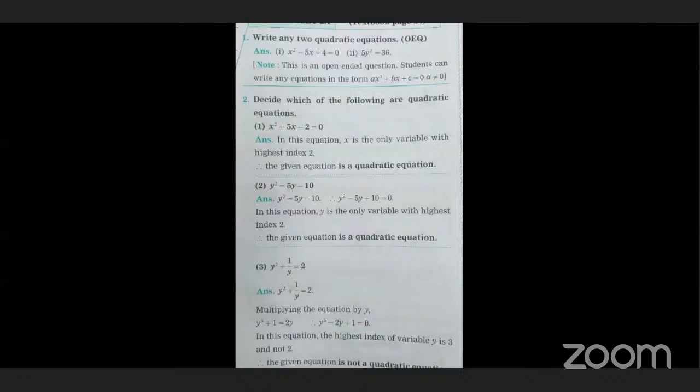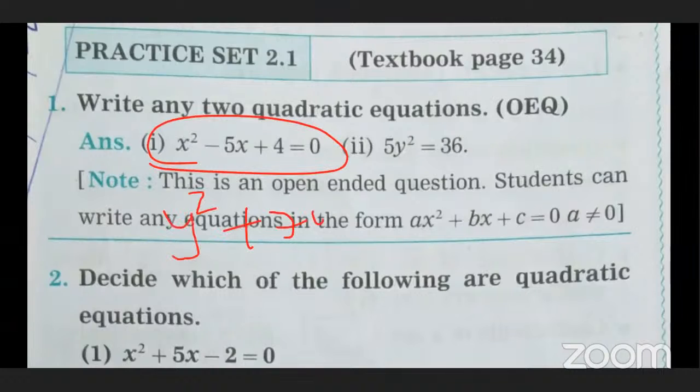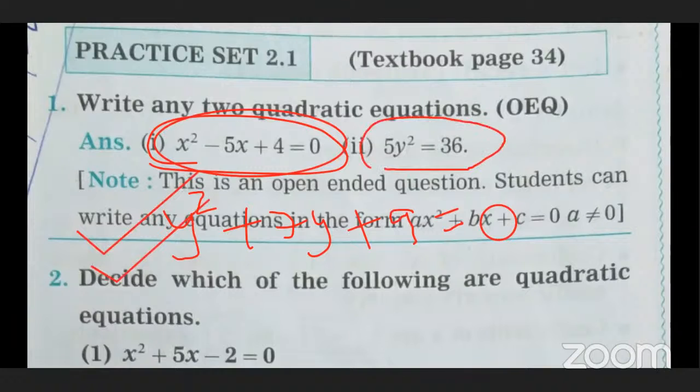There are infinite quadratic equations. Any two quadratic equations you can write, x square minus 5x plus 4. Any number you can write, y square plus 7y plus 9 equals to 0. No need to write only this; you can take any number. This is also right. Here it is given 5y square minus 30y equals to 36. Am I right? Yesterday we discussed this exercise in German also.